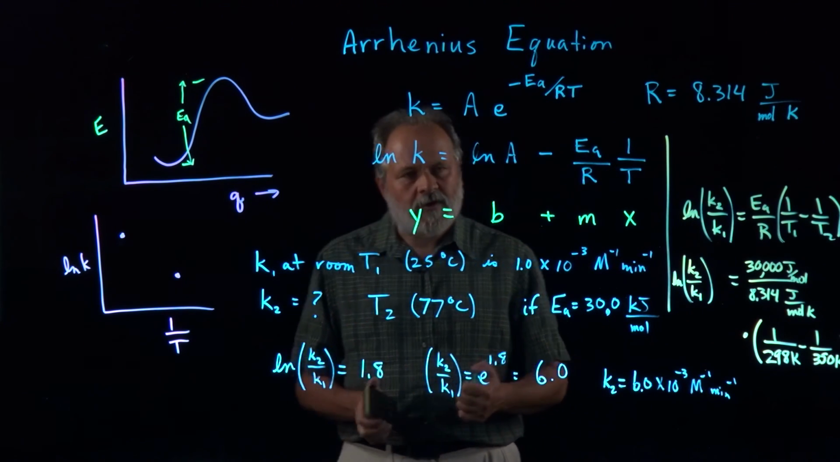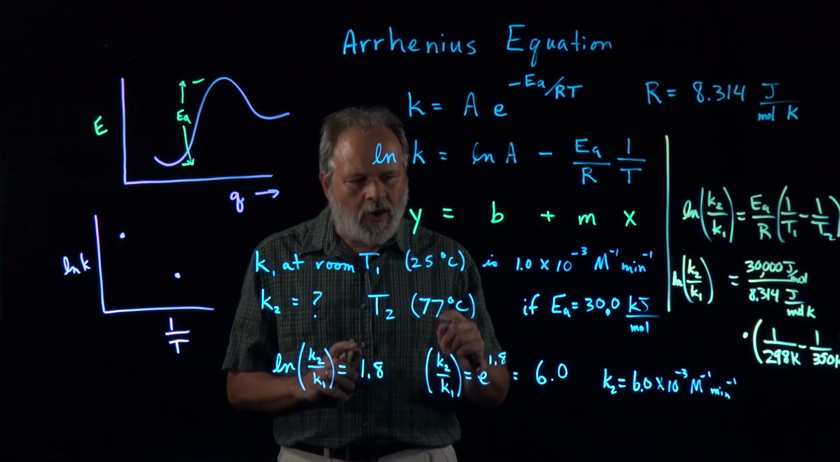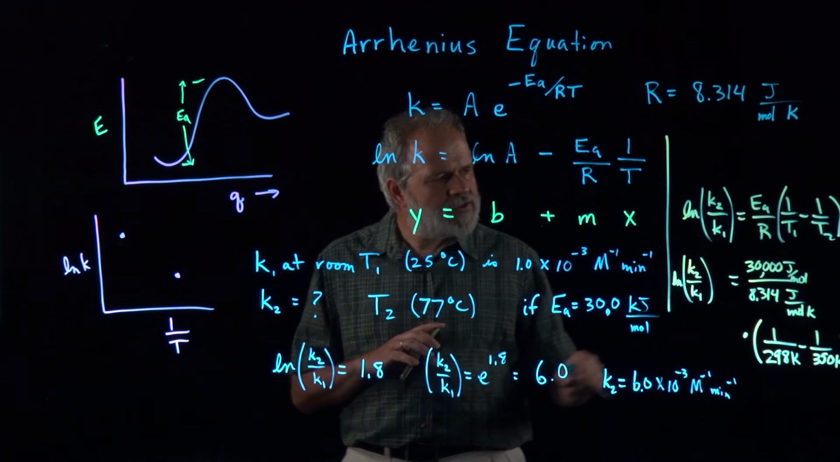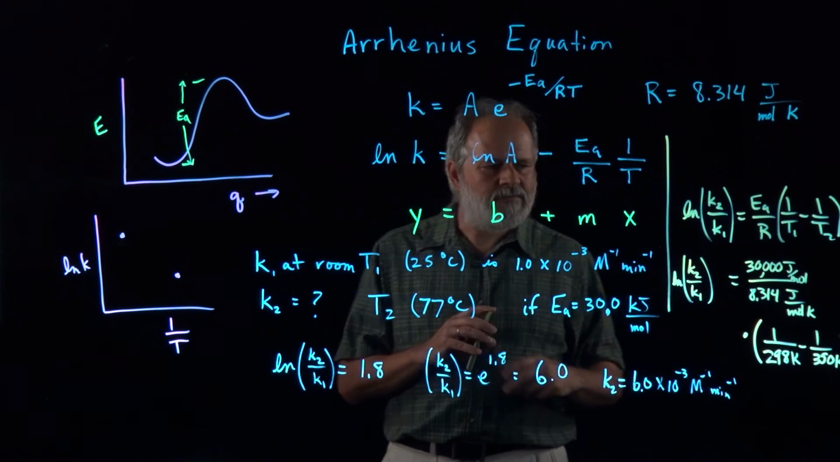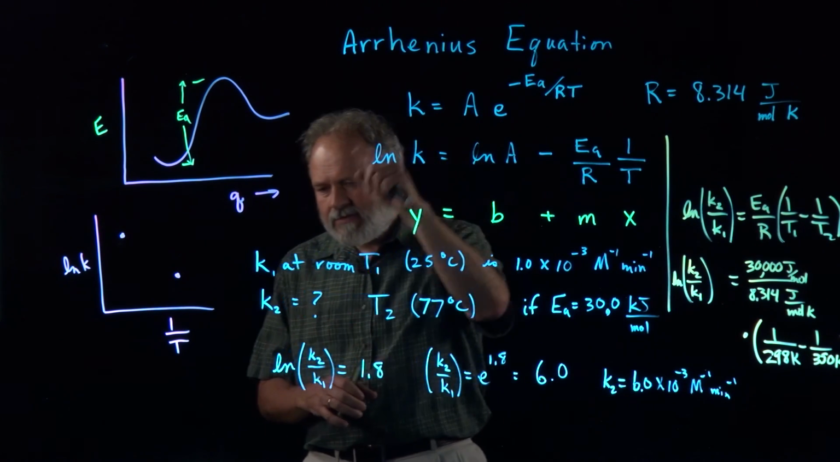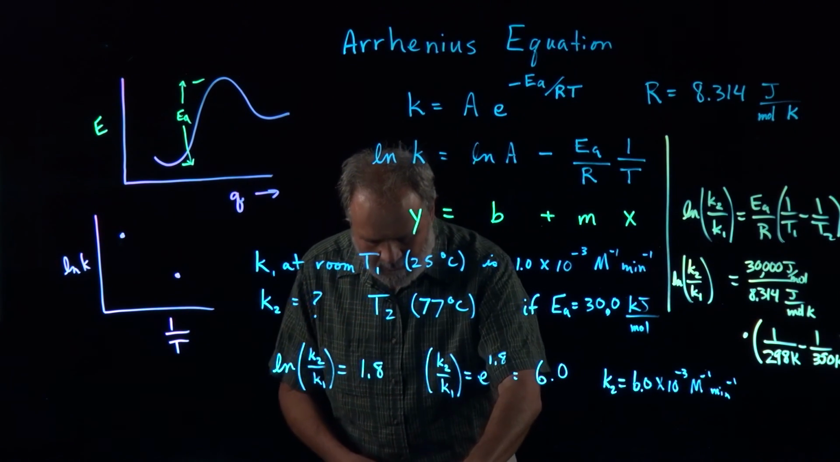So you should be able to work any variation of this problem. Again, the key points to watch for are make sure your temperatures are in Kelvin, make sure that if you have kilojoules, you convert to joules if you're going to use R in terms of joules, and that the rate constant at the higher temperature should be larger. All right, that's it.